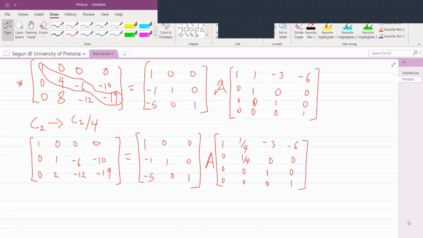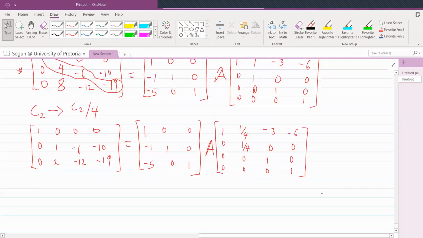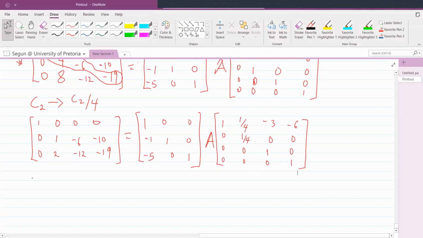You can use the row. If the column is simple for you, use it. Okay, sir. Any other question? Okay. Now, let's perform another operation. Which one do we need to reduce? Row or column?